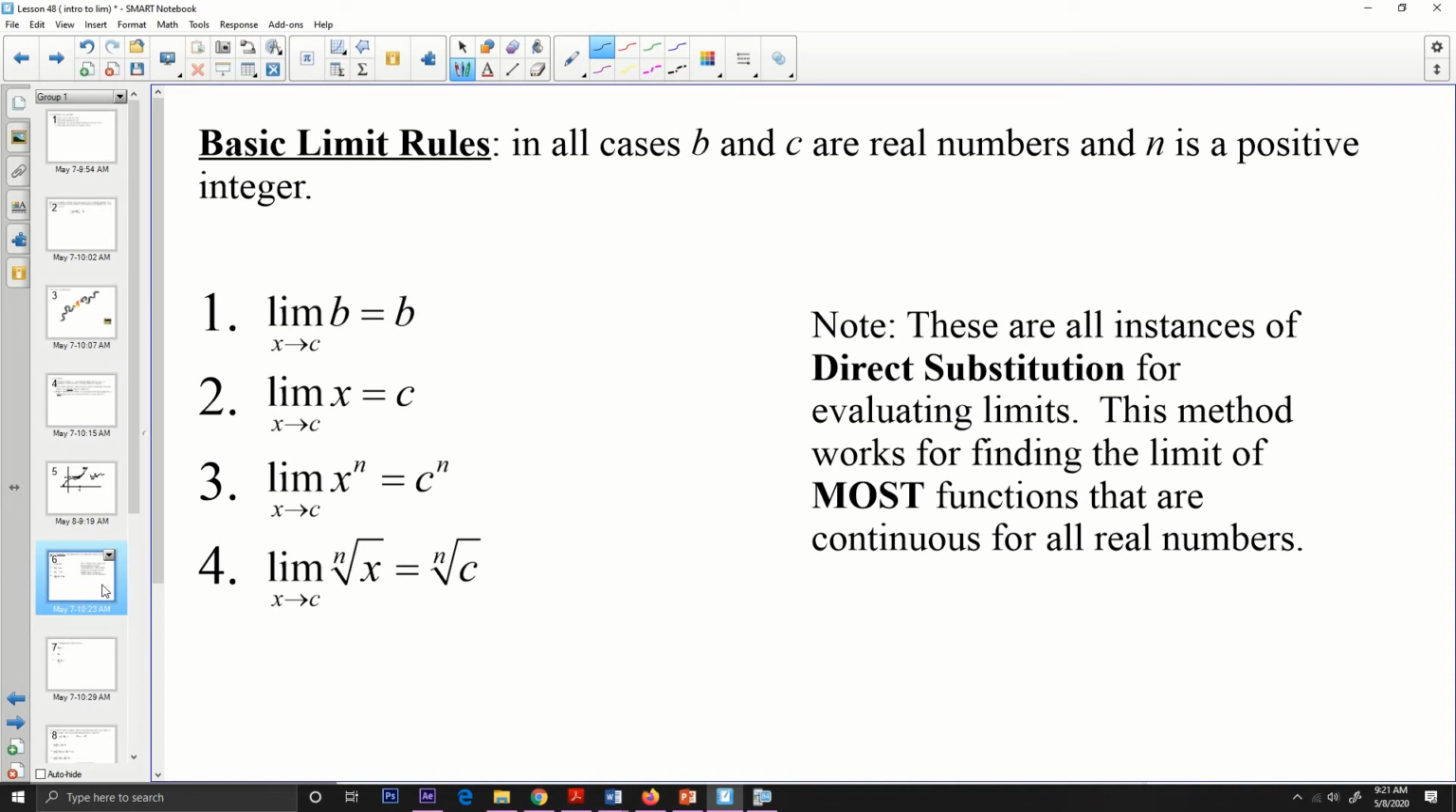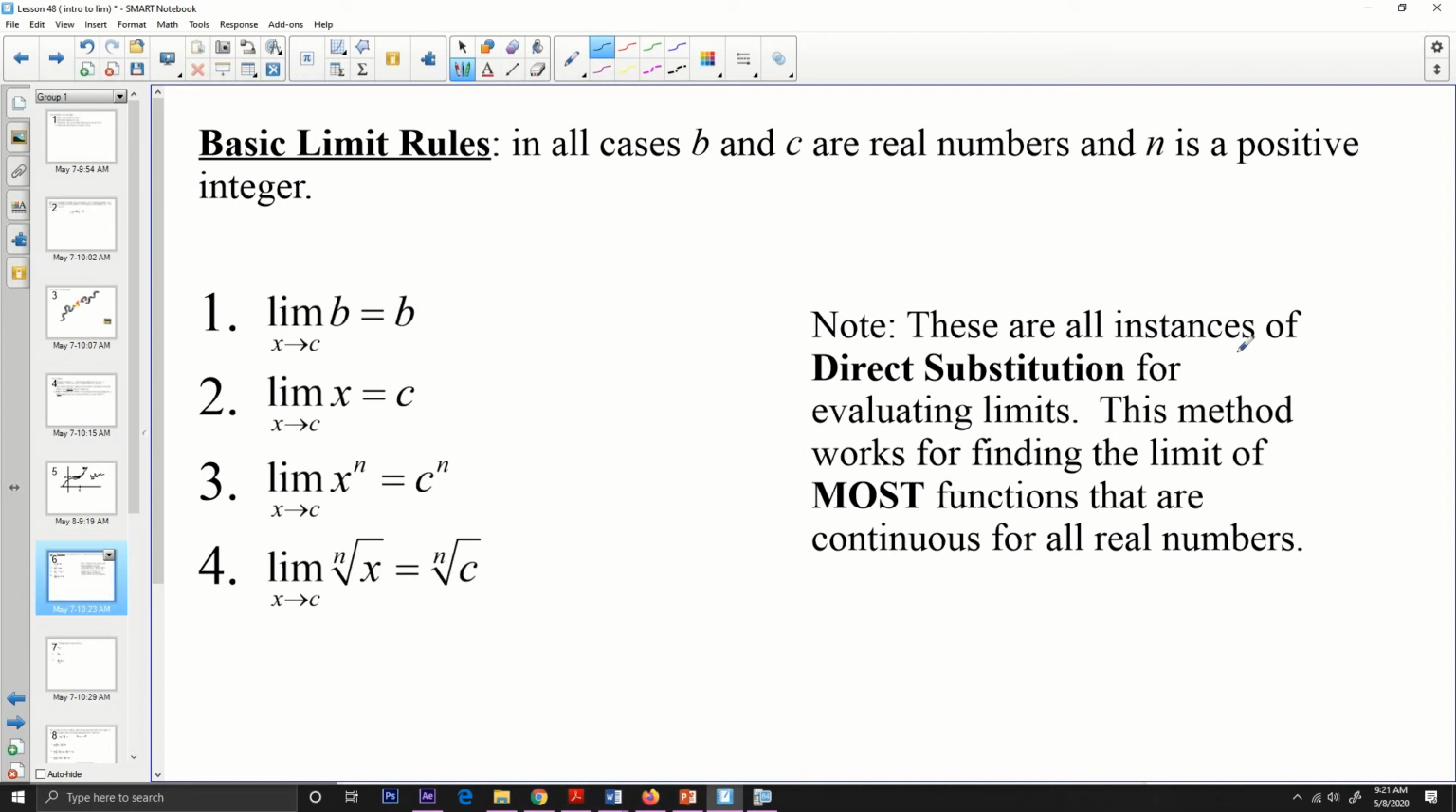And so some basic limit rules. If you say what is the limit as x goes to c of some constant b, you'll get b. If you say what is the limit as x goes to c of x, it will become c. And what is the limit of x to the n as x goes to c? It's c to the n. And then what is the limit as x goes to c of the nth root of x? It is the nth root of c.